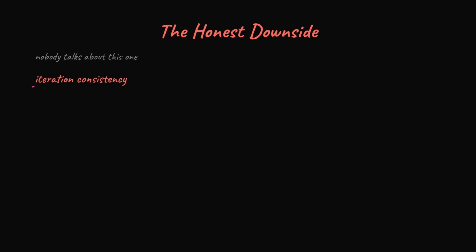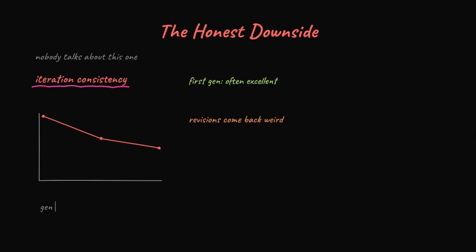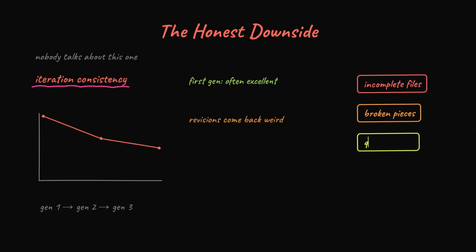Which brings me to the honest downside, because there is one and nobody talks about it. Iteration consistency. The first generation is often excellent. Then you ask for a revision, and the second or third output sometimes comes back weird. Incomplete files, broken pieces, quality dropping for no clear reason. It's not every time, but it happened enough across my tests that I'd call it a real pattern.